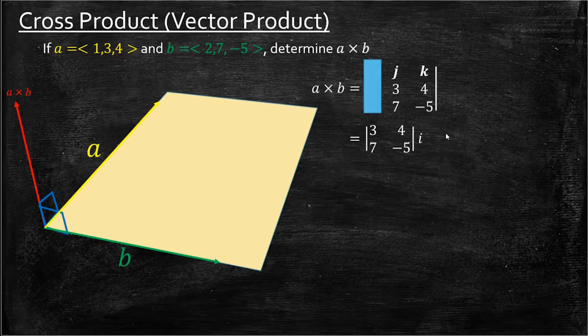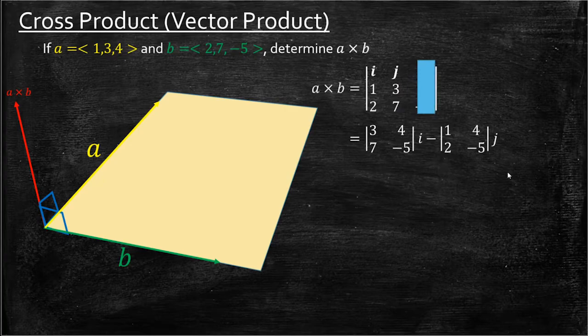The next bit for the J, is that going to be a positive or a negative? Find out. We'll move that across. So the numbers that should go into the determinant for the J are going to be 1, 4, 2, negative 5. And it's a negative. Don't forget that it must be a negative in the J component there. And we'll do the same thing for the K component. So we'll move that across. And the numbers that we want in this matrix are going to be 1, 3, 2, and 7. And we'll put the K component on the end there.